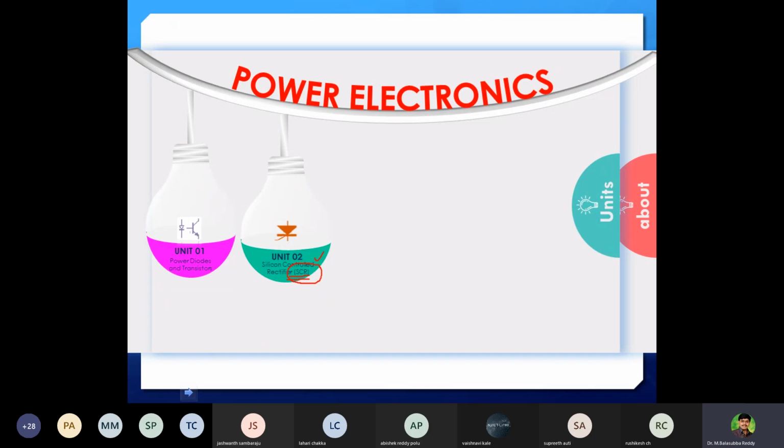I will come to that introduction portion after this. The units I am explaining here: now this is the second unit. In that many topics are there. I will come to that syllabus portion after this slide. And the third unit, you can see that.